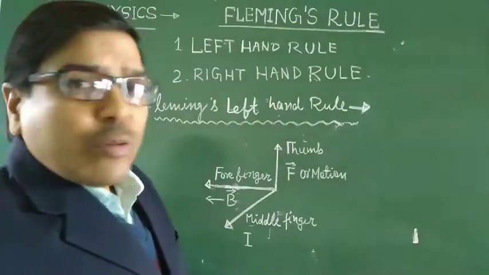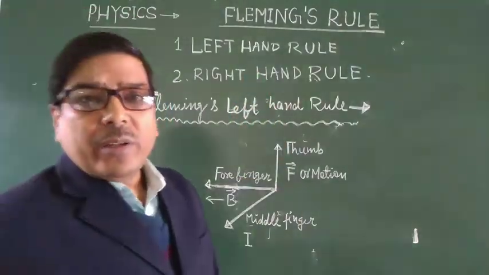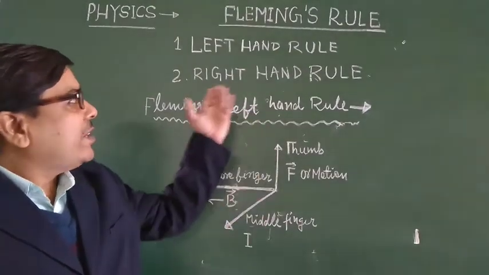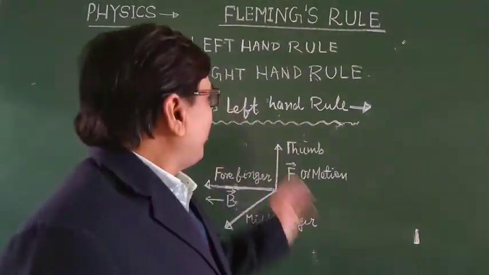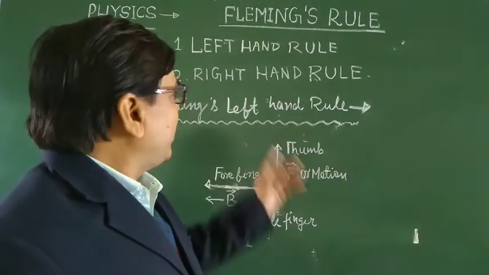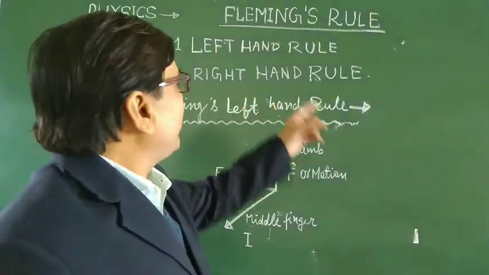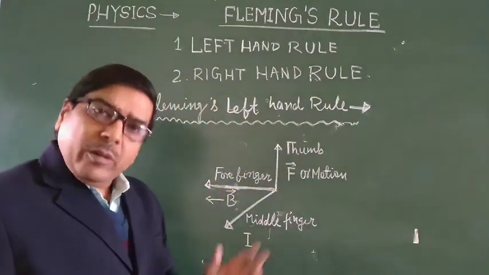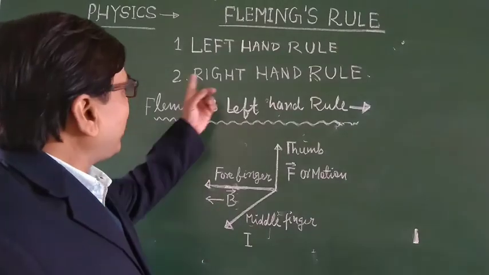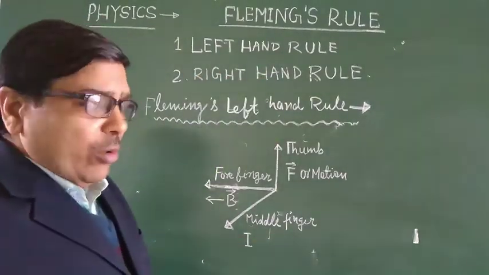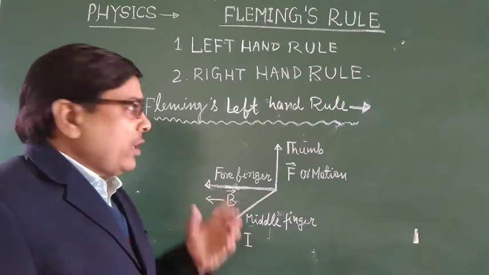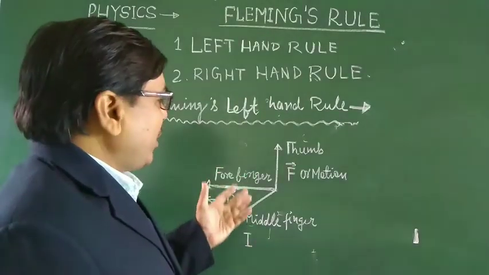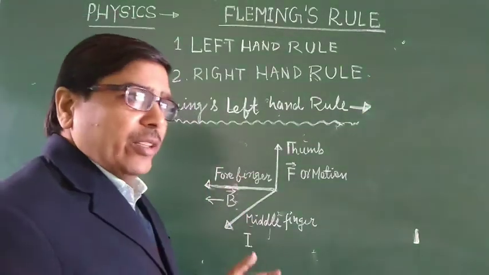The first rule is called the motor rule because it is used in the principle of motor, and the second rule is used to find the direction of induced current in a dynamo, so it is also called the dynamo rule. So we will discuss one by one. Okay, so students, what is the Fleming left hand rule? How does it play a very important part in physics regarding motors?